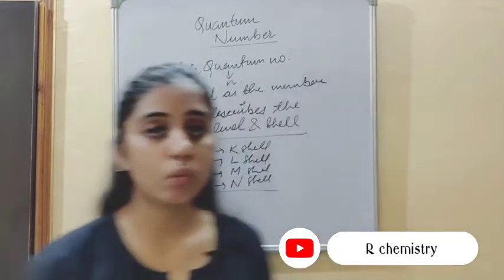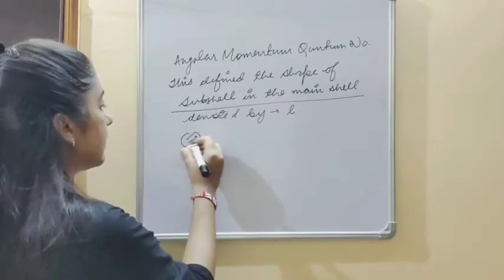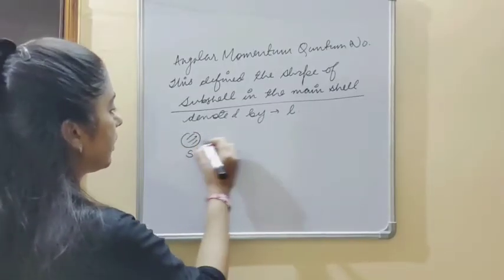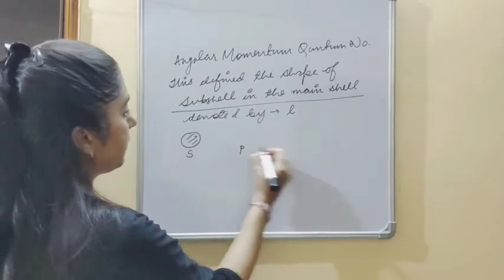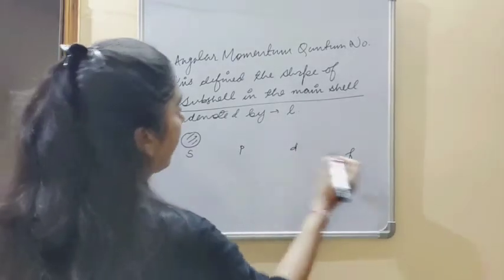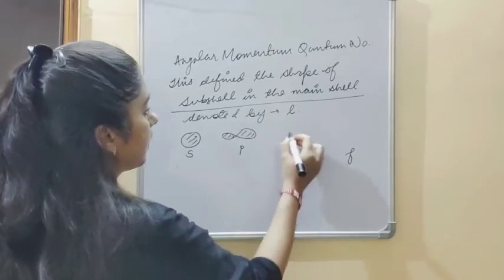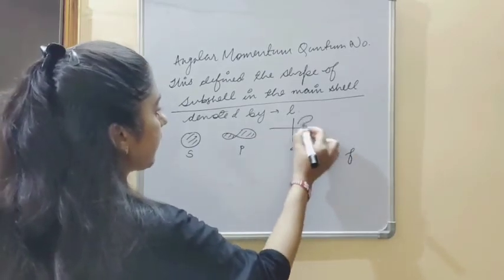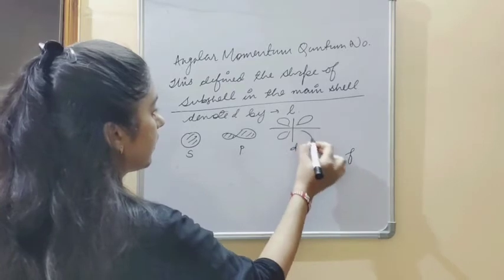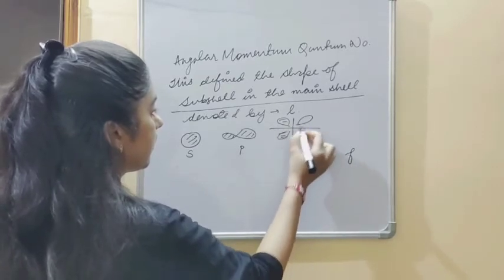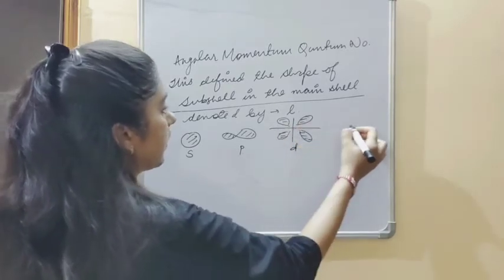Okay, so the second one is the angular momentum quantum number. This defines the shape of the subshells present in the main shell. For S the shape will be like this, then P, D and F. For P there will be this shape, for D, and for F.